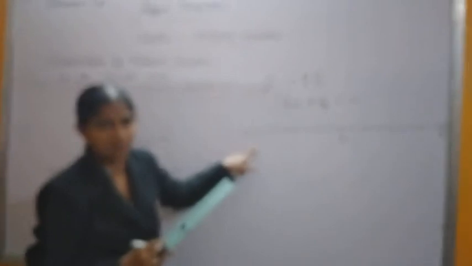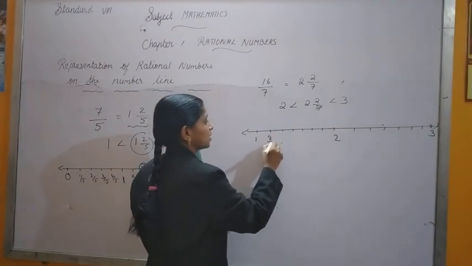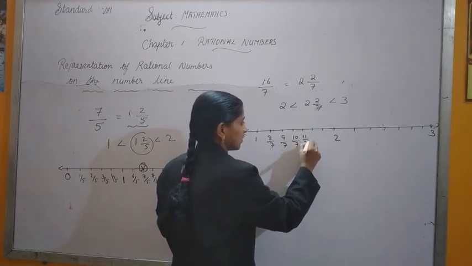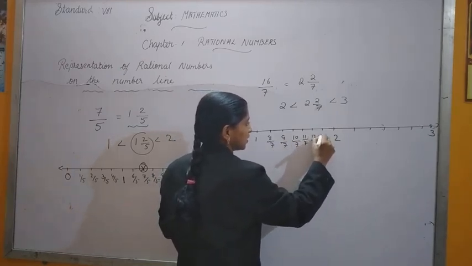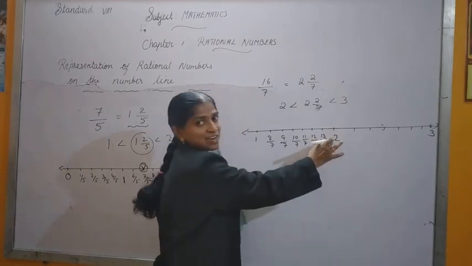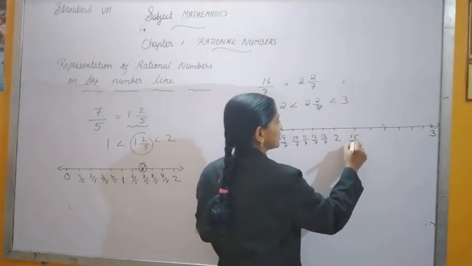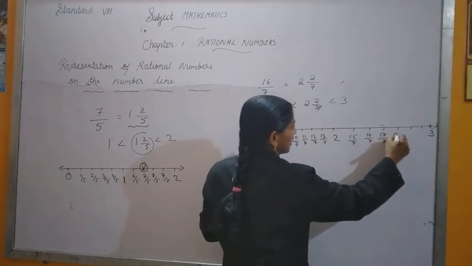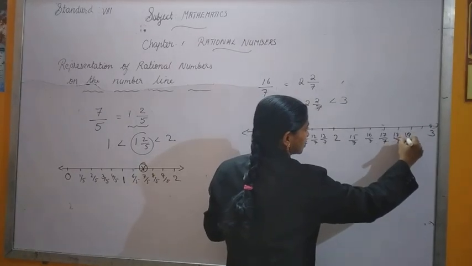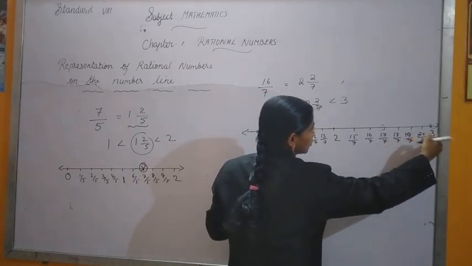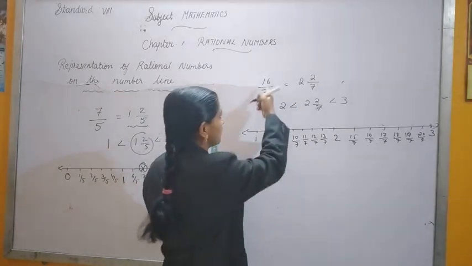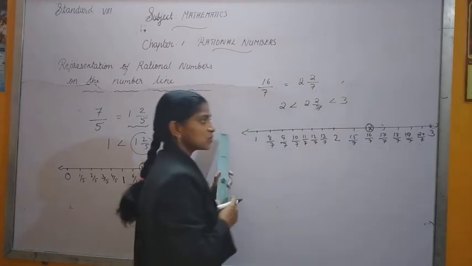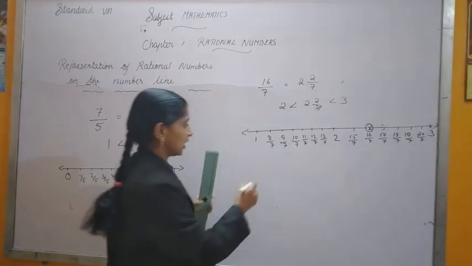And here we should mark 16 upon 7. This is 7 upon 7, 8 upon 7, 9 upon 7, 10 upon 7, 11 upon 7, 12 upon 7, 13 upon 7, 14 upon 7 is 2, and 15 upon 7, 16 upon 7, 17 upon 7, 18 upon 7, 19 upon 7, 20 upon 7, 21 upon 7 is 3. So here we should mark 16 upon 7. 16 upon 7 comes here. Instead of this, you can draw like this also.